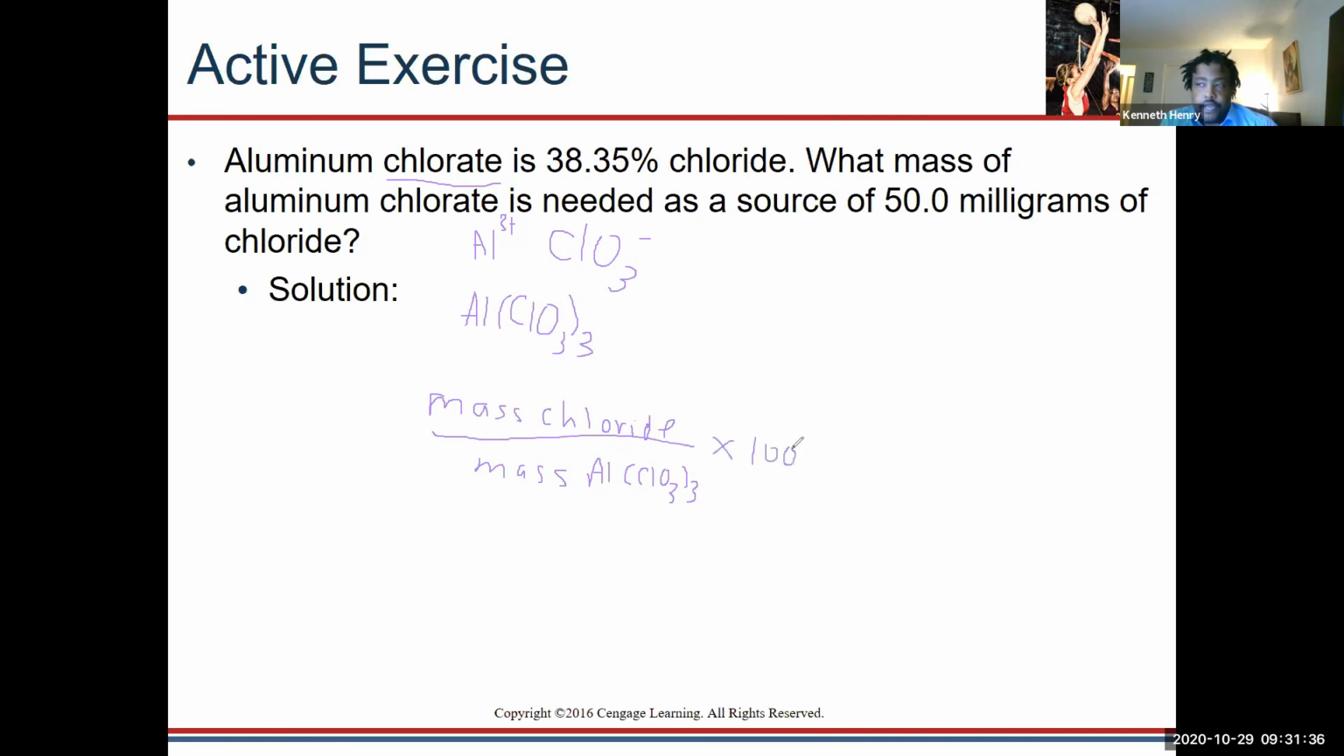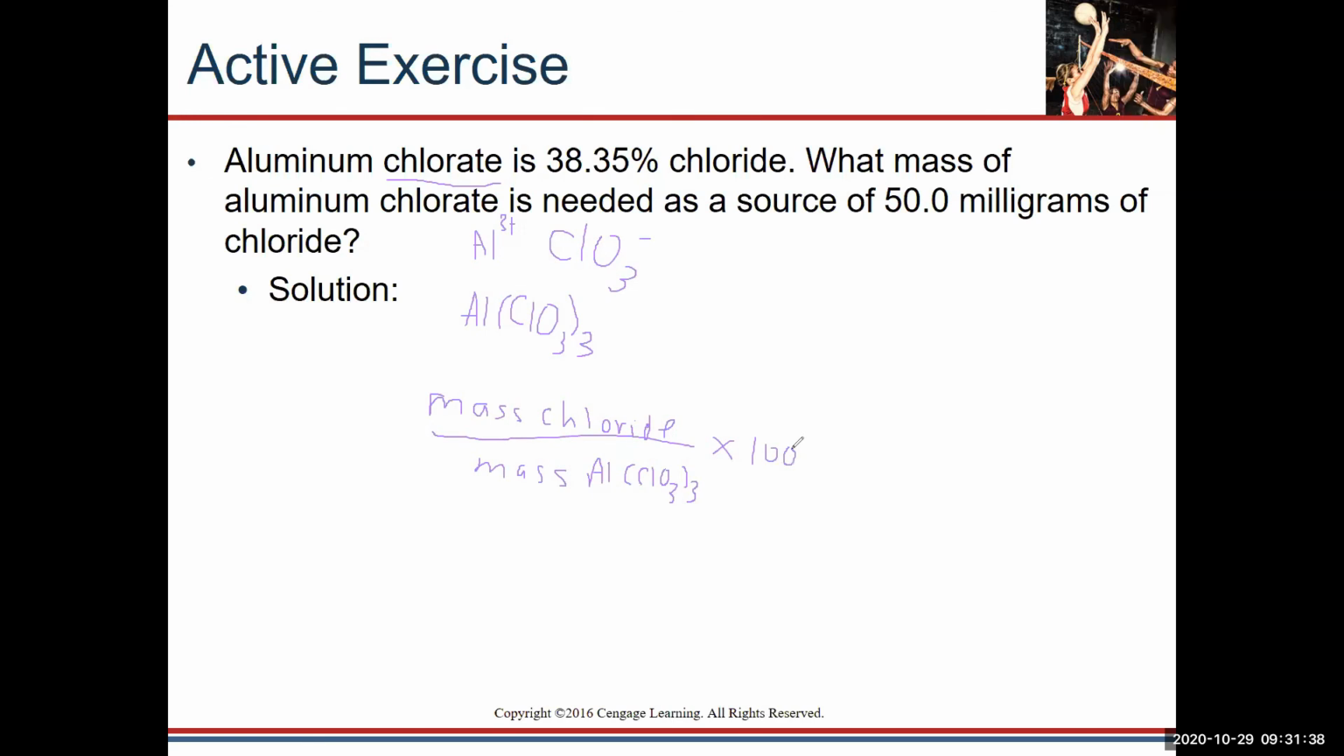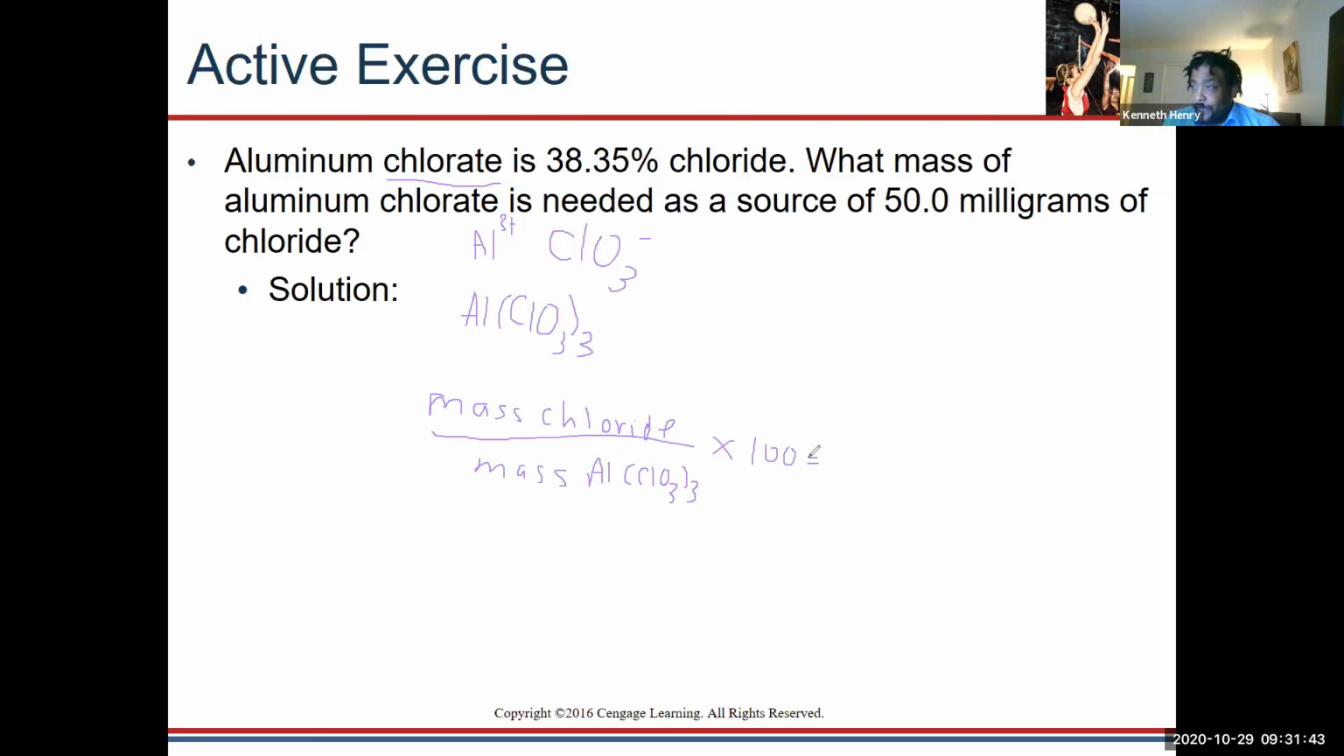Yes. That's the definition. Is that right? Right or wrong? I'm sorry, my bad. My internet is going a little bit down. That's all right. Don't worry about it. Your classmates helped you out, they were picking up the slack. So, we know this is going to be equal to what? 38.35%.